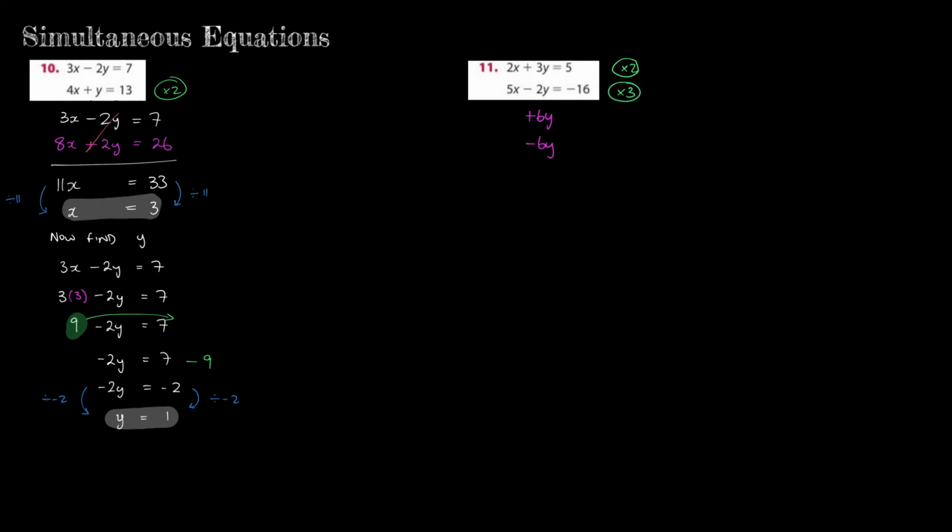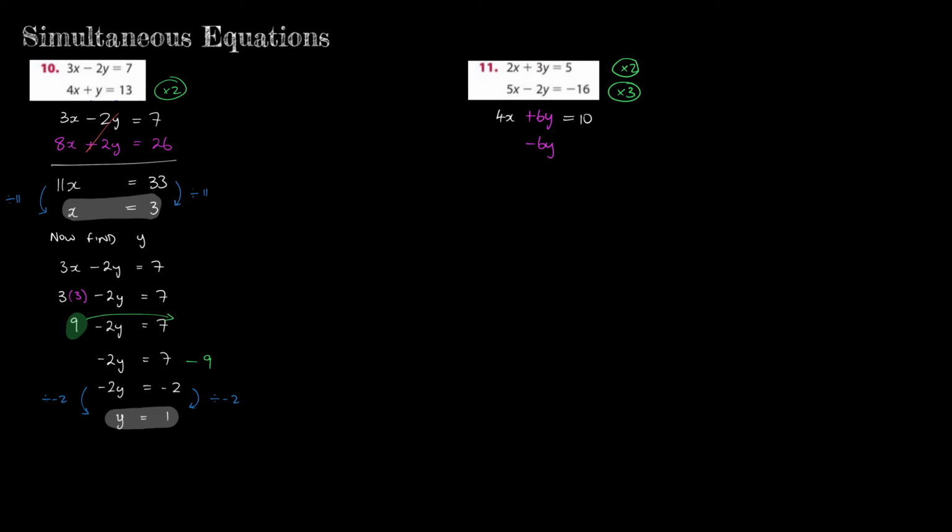You can see there, if I did that, 2 times 3y will give me 6y. 3 times negative 2y gives me negative 6y. So I just need to fill in the rest of the information. I'm going to start with the first equation. 2 times 2x will give me 4x. 2 times 3y will give me plus 6y. 2 times 5 will give me 10.